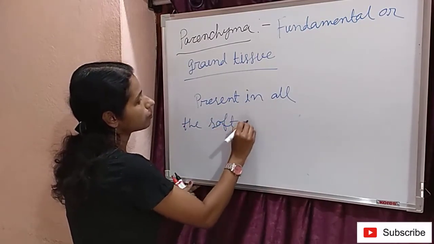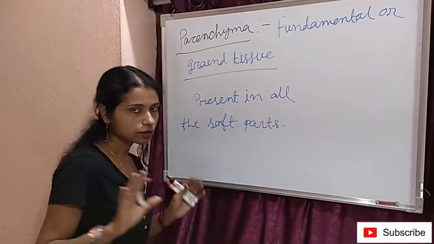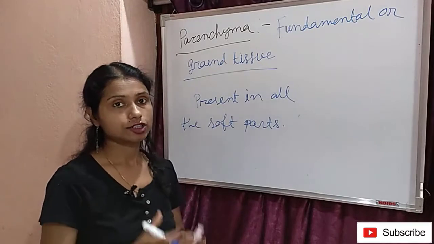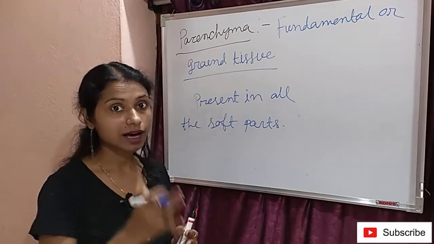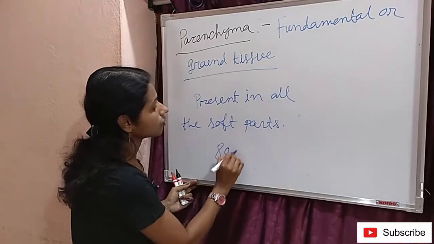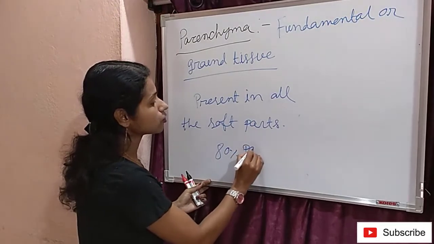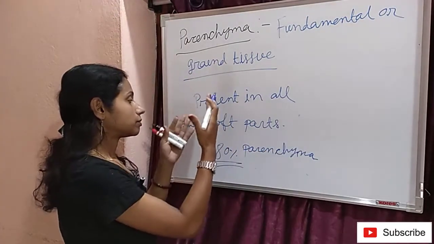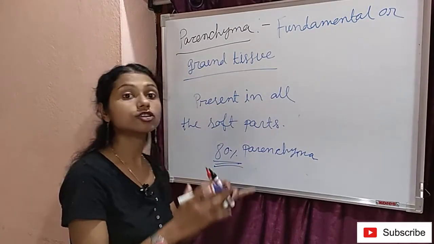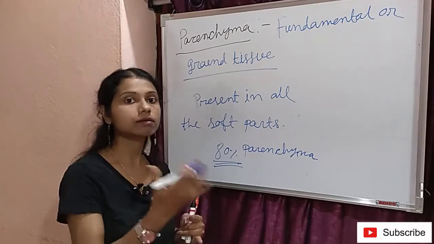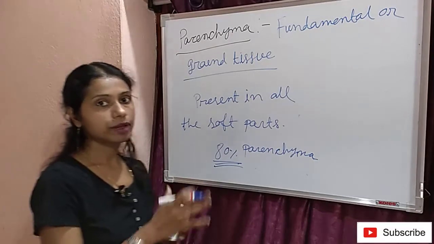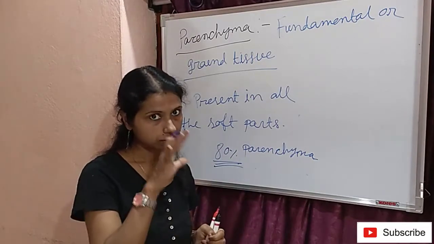Soft parts of plants. Okay, and the most important thing: 80% of the living plant tissues are actually parenchyma. Parenchyma accounts for 80% of the living cells. The maximum living part is parenchyma. And here we know that it is present in all the parts of the plant body.